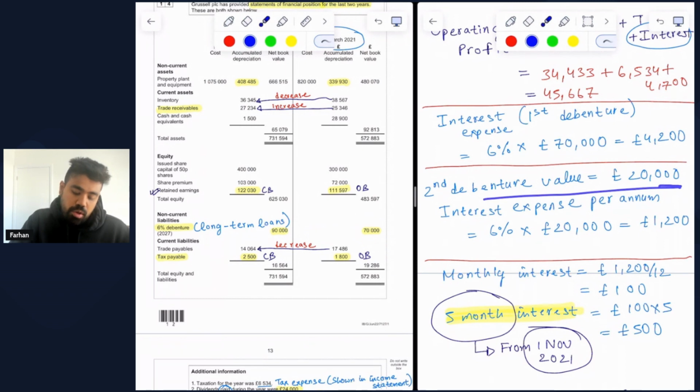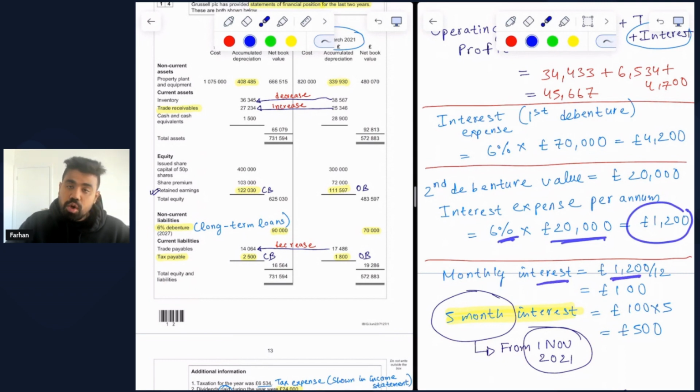So if I was to find the interest expense, because the 6% quoted in the question is an annual rate, on the second debenture on an annual basis, I would simply take 6% of £20,000 and arrive at £1,200. Now monthly interest, if I was to derive it, I would simply take the annual interest of £1,200 and divide it by 12, which gives me a monthly interest of £100.